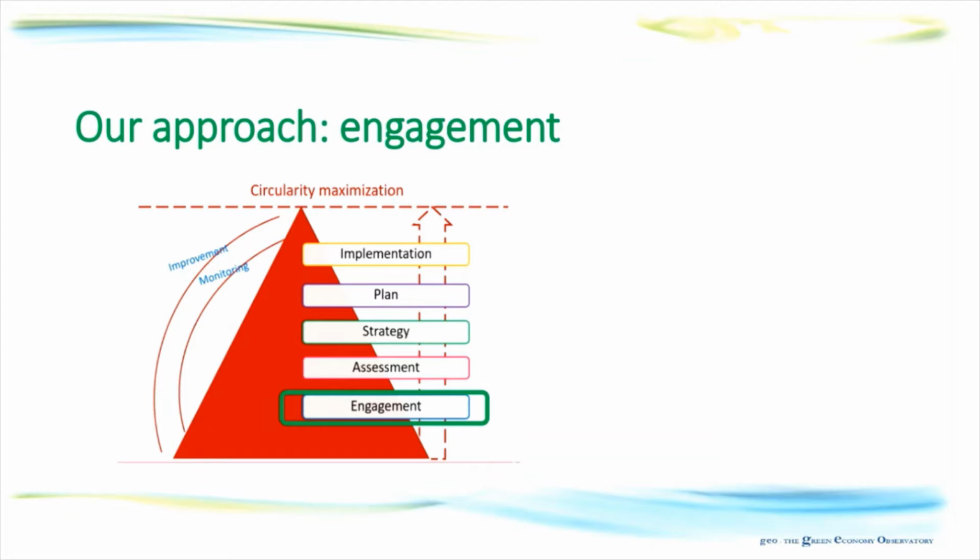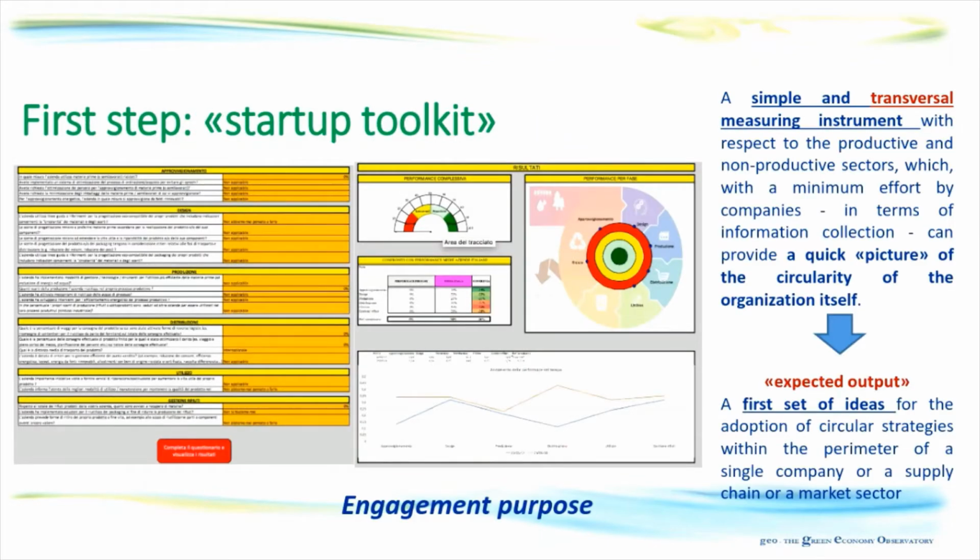I'll let you understand this better by giving some examples of what we have done in most of the projects we have been carrying out in the last years. Actually, let's start from engagement, which is the basis of the pyramid. To us, engagement means basically two or three different things that we do to prepare companies to cope with the need and with the ambition of being circular.